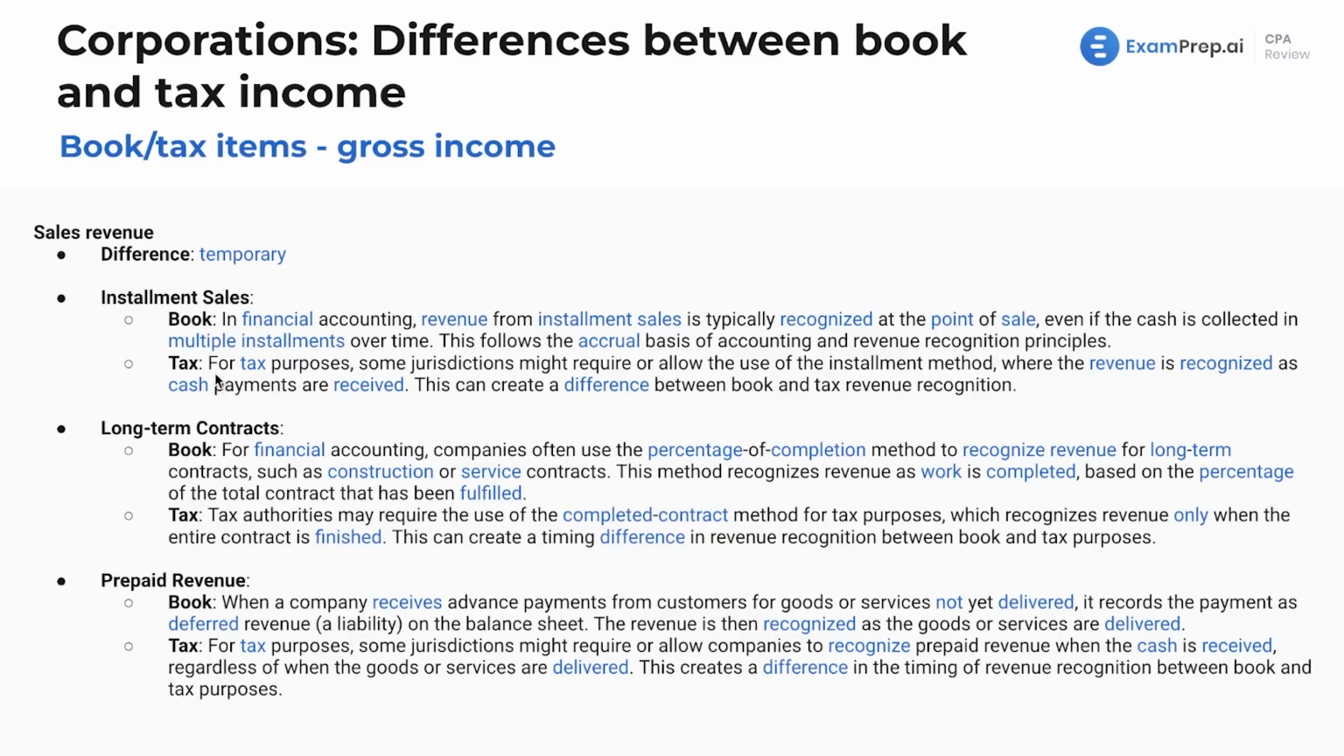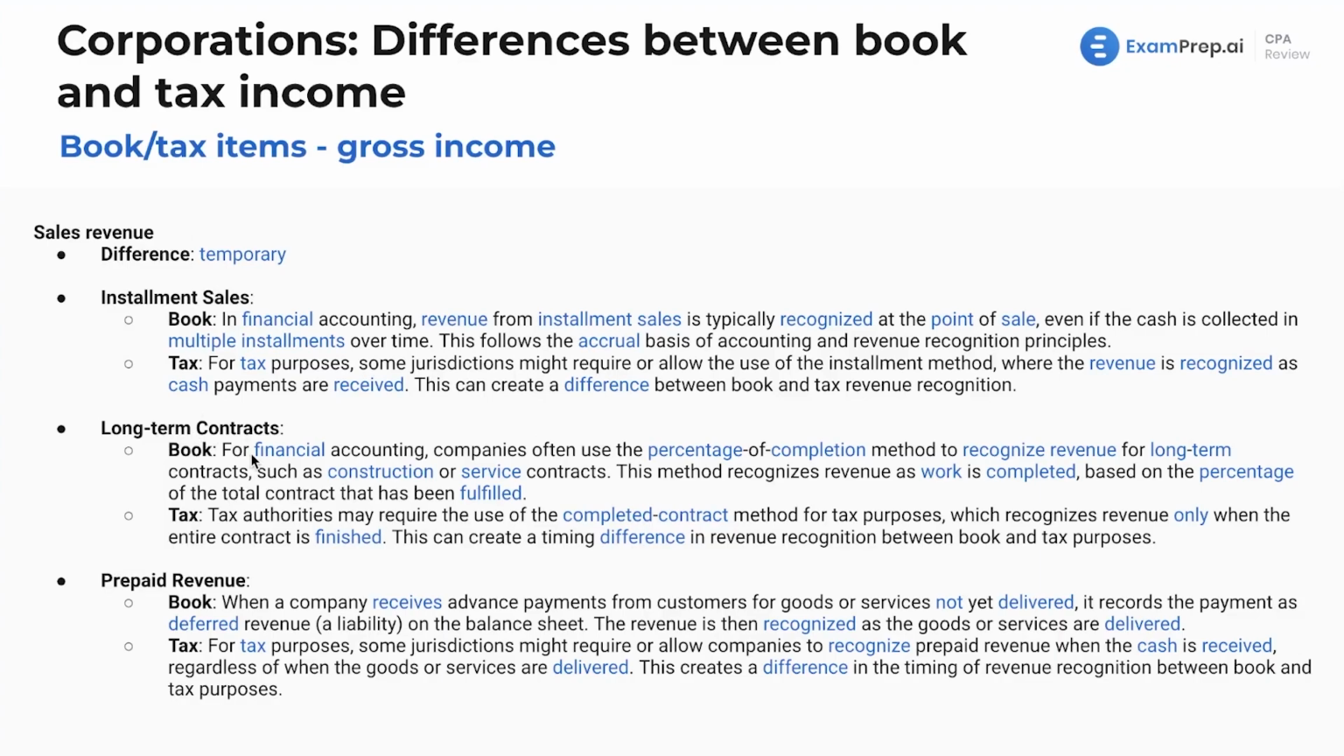However, for tax purposes, and like I said, we've got all this talked about in other lessons where we actually go through calculation-based questions for installment sales, this is going to use the installment method where revenue is going to be recognized as cash payments are received. And this can create a difference between book and tax revenue recognition. But it will reconcile at the end because you recognize $10,000 for selling a car for book purposes. For tax purposes, let's say you will receive that $10,000 over the next 10 years. Boom, there you go. You'll recognize that as received.